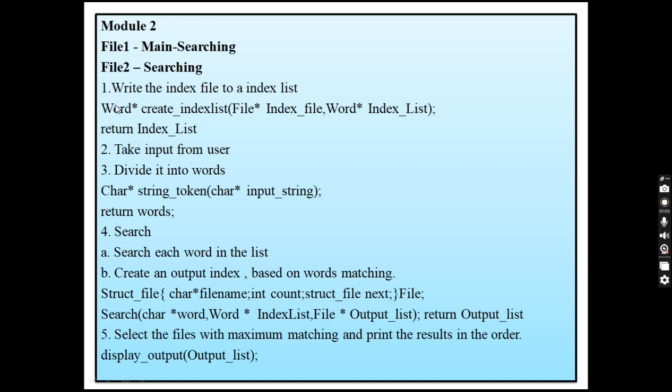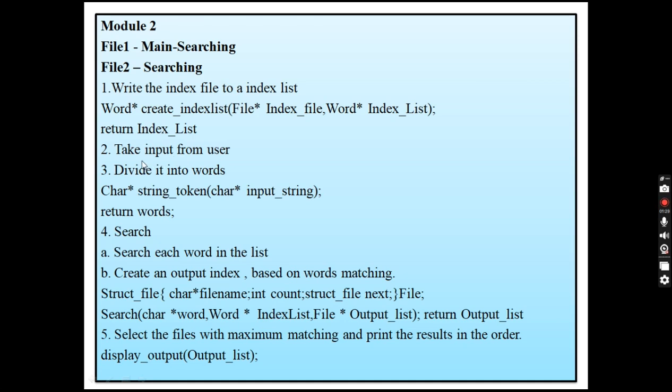So here we are going to use the function word star create_index_list, file star index_file, word star index_list. Then this is the written index list. Then next we are going to take the input from the user. Now the search phase is going to begin. To search, collect the user input text. It should be stored in a character string.